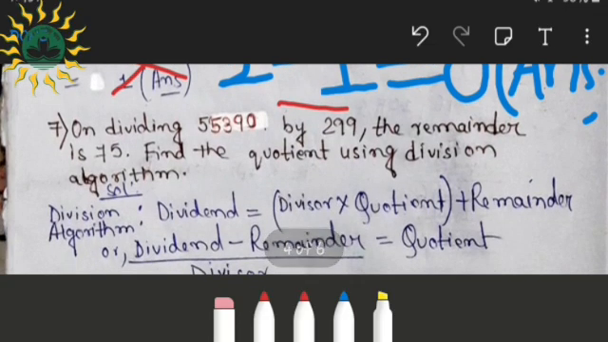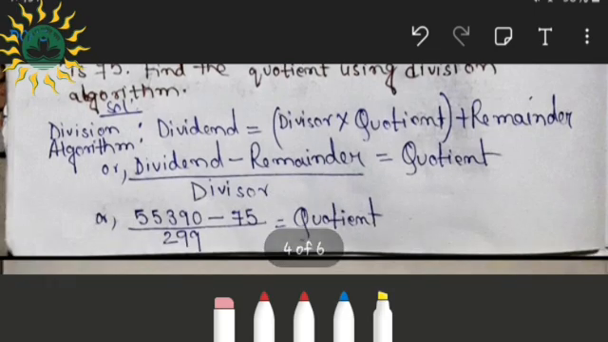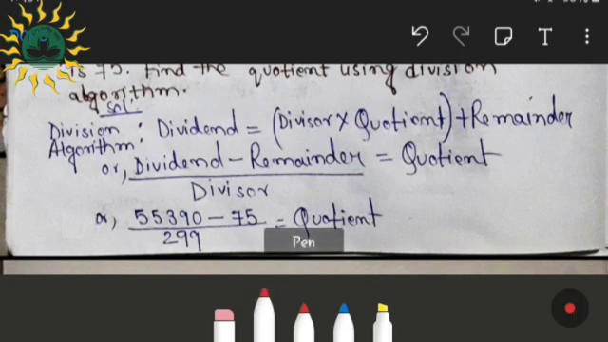Next we have, on dividing 55,390 by 299, the remainder is 75. Means on dividing 55390 by 299, 55390 is the dividend and 299 is the divisor, and the remainder is 75. We have to find the quotient using the division algorithm method. So we know the formula, dividend equal to divisor into quotient plus remainder. But here we have to find out the quotient, so you have to change the places of this formula.